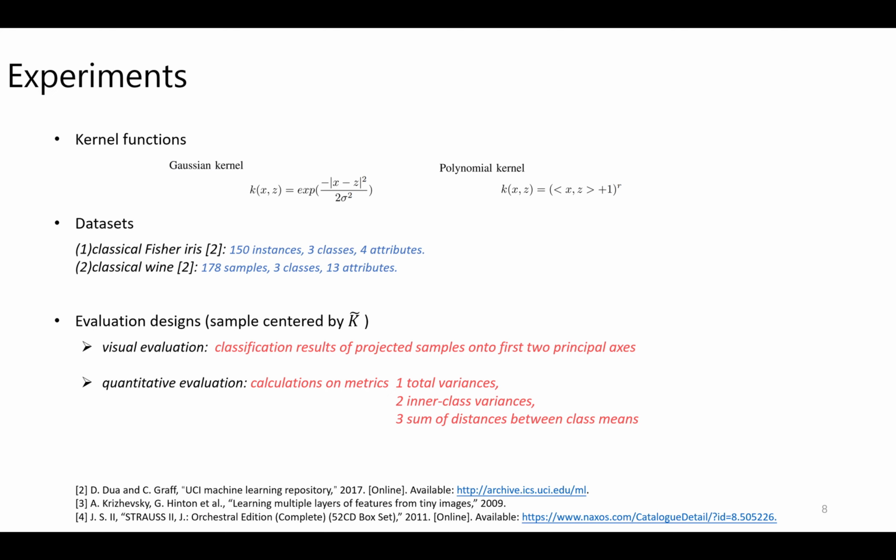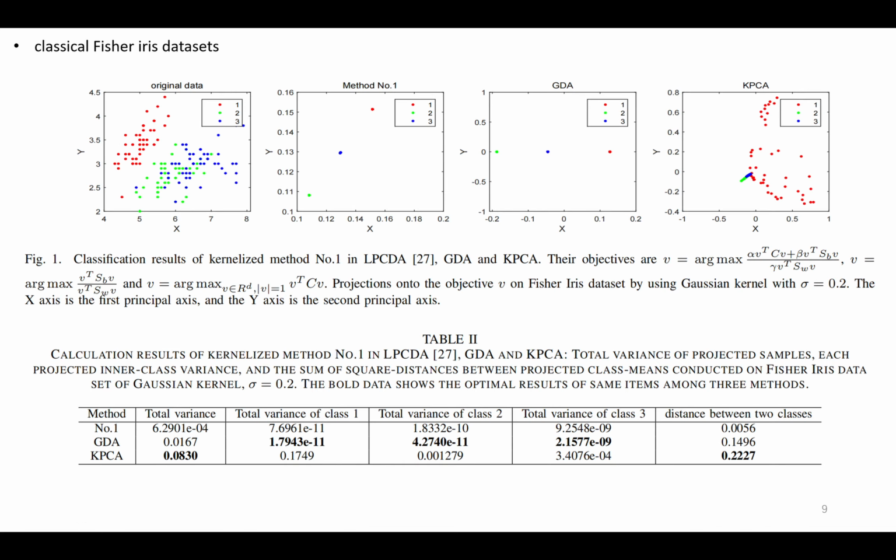Here's the experiment part. We select 2 kernel functions, the Gaussian kernel and the polynomial kernel, and we choose 2 datasets, the classical facial iris and the classical one. We design 2 forms of evaluation. The visual evaluation by displaying the classification results of projected samples onto first 2 principal axes, and the quantitative evaluation to calculate 3 metrics: total variance, inner class variances, and the sum of distance between class means.